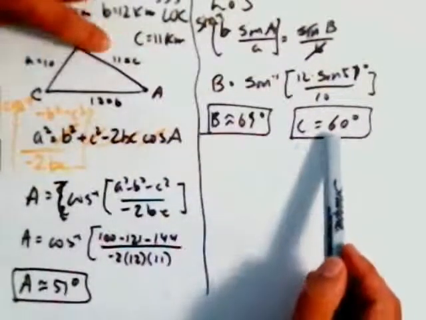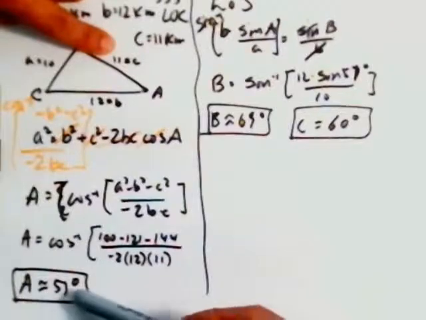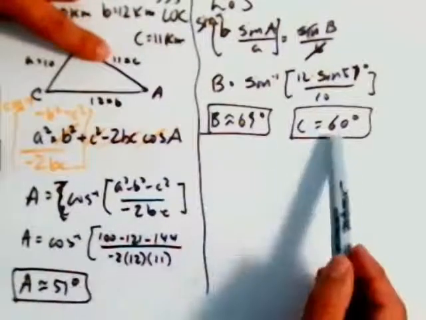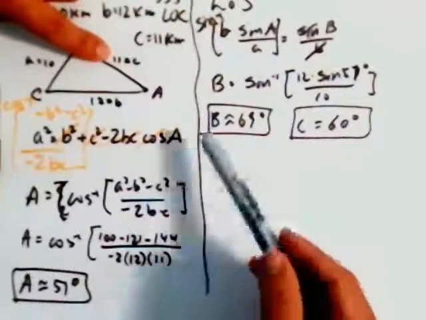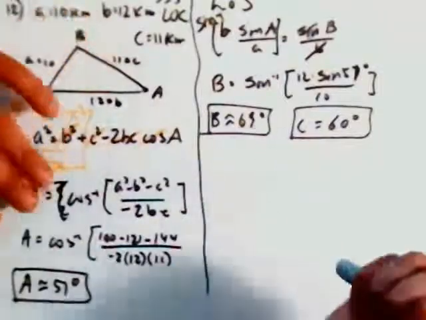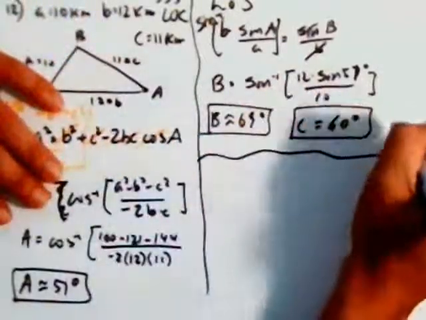And of course, this is the middle length. That should also be the middle length, which is C right there. 60 degrees is between 69 and 51 degrees. So it checked out really nice and neat.